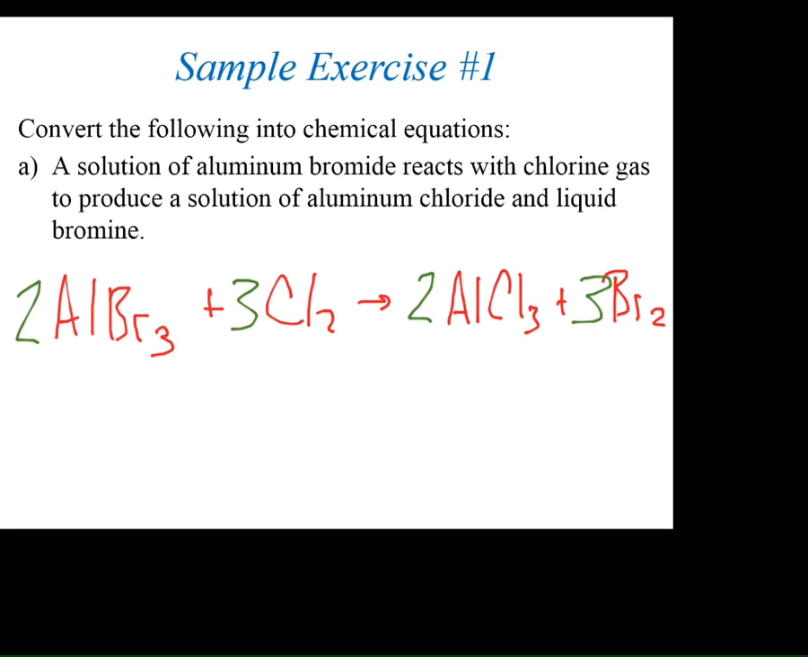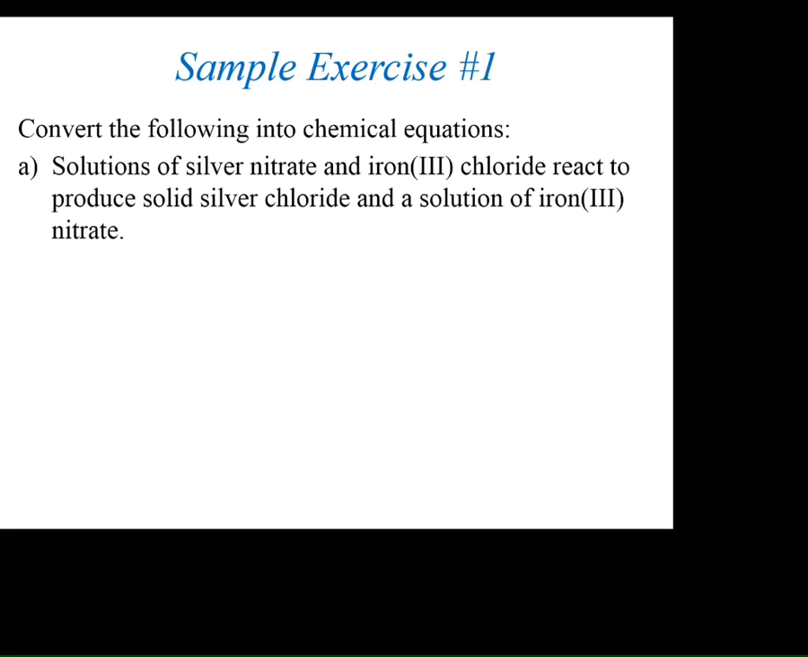2 aluminums. 2 times 3, 6 bromines. 3 times 2, 6 bromines. 3 times 2, 6 chlorines. 2 times 3, 6 chlorines. Yes, that works. Okay, try the next one. You're on a roll. You already wrote it, so now you've got to balance it.